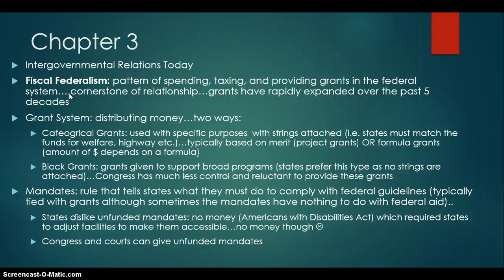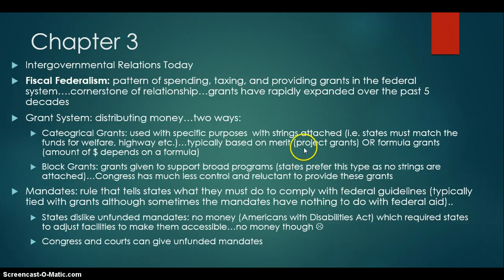There are two main ways of doing that. The first one is categorical grants. Think of a specific category. They're used for a specific purpose, but there are always strings attached. For example, states might have to match the amount of funds that the federal government is providing, or they might have to do something else that the federal government requires. Typically they're based on merit, so this might be like a project grant. If the national government is giving money for new bridges, you have to show that you have a lot of rivers and that you have a need for bridges. Otherwise, you're not going to get the grant.